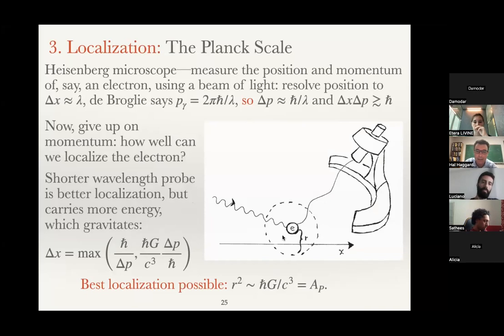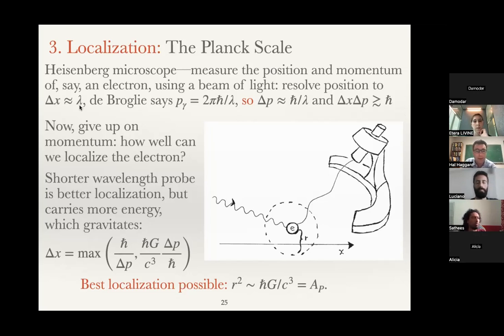We send in a light signal to try and measure the position and momentum of this electron. We measure it with some kind of microscope. So what Heisenberg noticed was that you can resolve the position of the electron more effectively if you use shorter wavelength, just the standard resolution issue of optics. So the uncertainty in your position should go something like the wavelength.